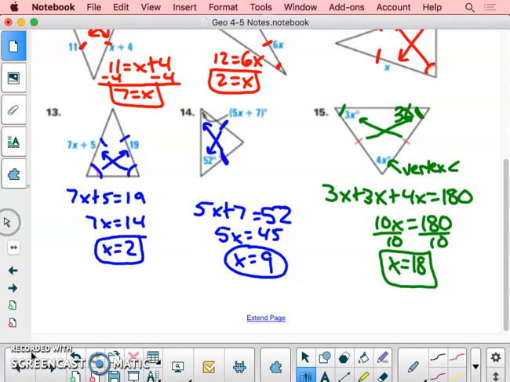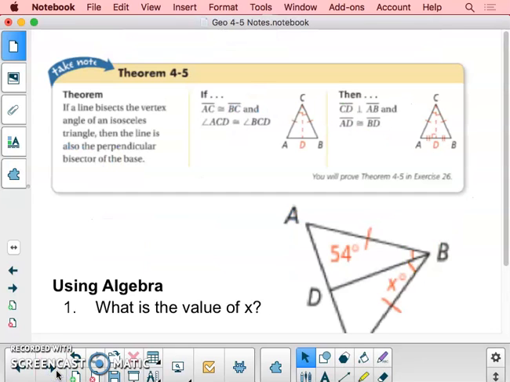Okay, so that's how you might use the isosceles triangle theorem or its converse to solve for missing sides or missing angles. Right here we have theorem 4-5, which will help us with a couple of problems we might see. It says if a line bisects the vertex angle of an isosceles triangle, so if it cuts that top angle in half, that line is also the perpendicular bisector of the base.